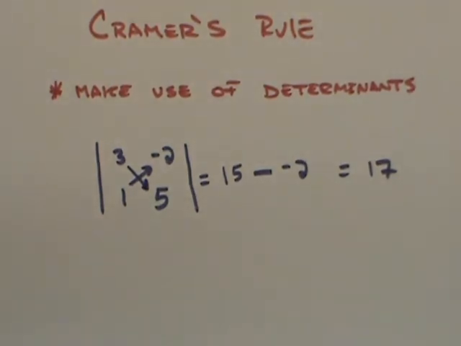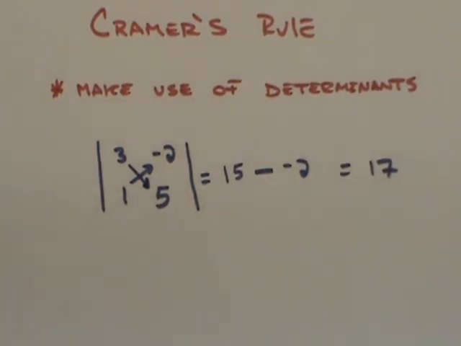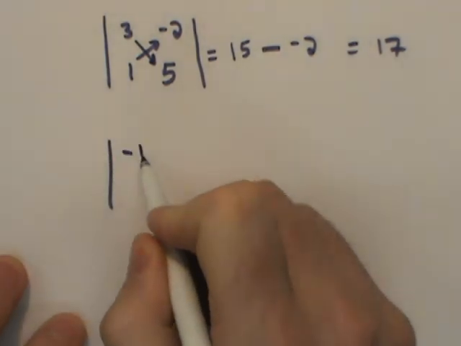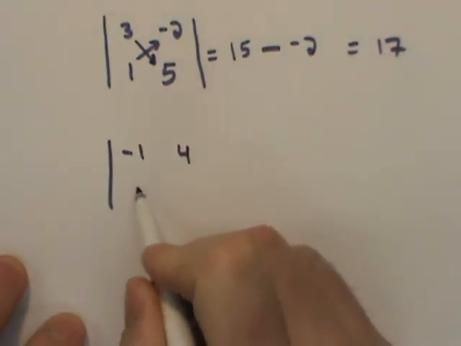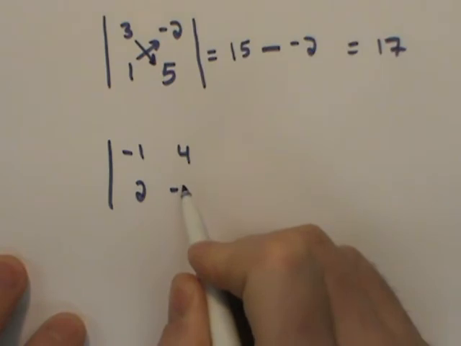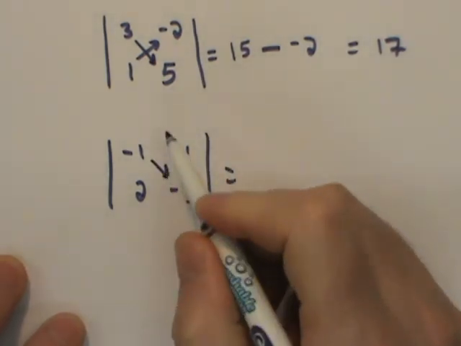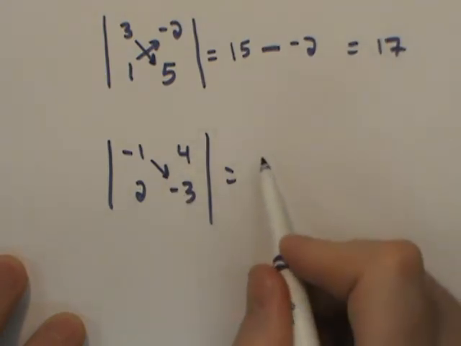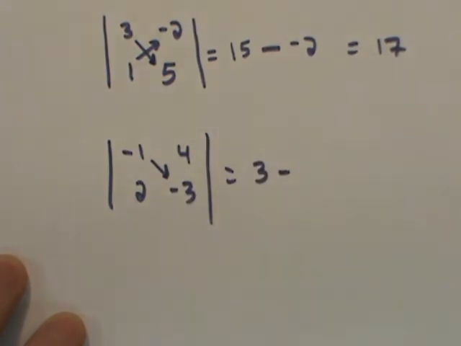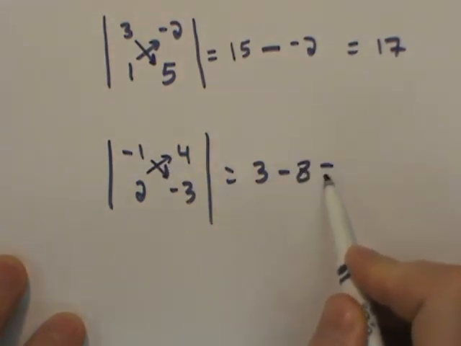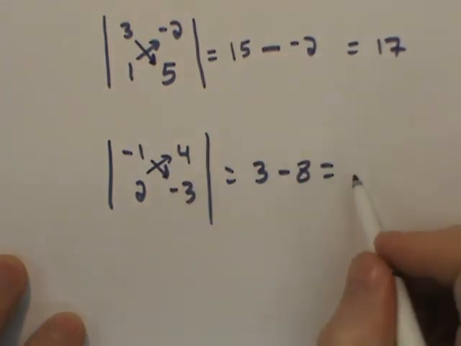Again, this is just part of a process. So we're going to do a bunch of these, make sure everybody gets this concept down, and then we'll build to it. Another determinant. Maybe I'll say -1, 4, 2, -3. We're going to multiply. -1 times -3 is +3, minus automatically. 2 times 4 is 8. 3 minus 8 is -5.